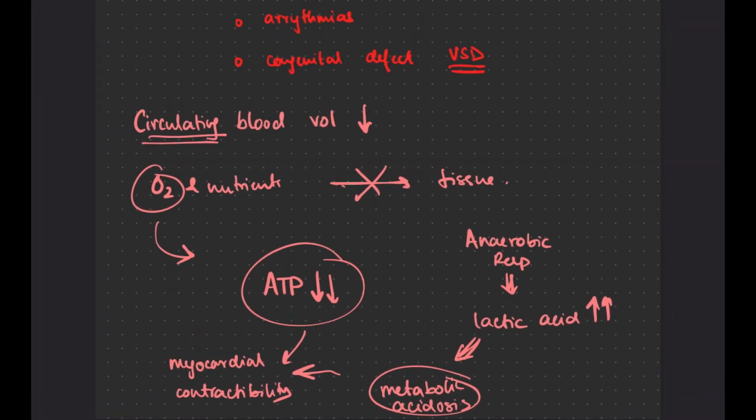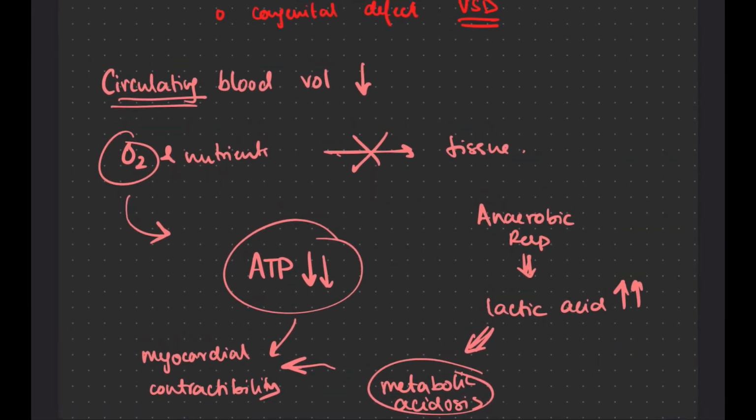It's like a vicious cycle. Due to shock, all this is happening, and due to all this, shock increases. It's a vicious cycle. So now let's go to treatments. So how do we treat cardiogenic shock?